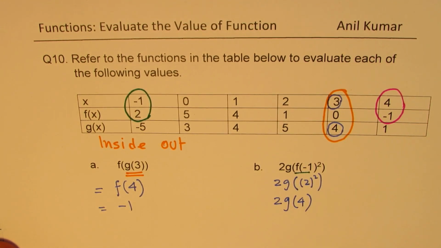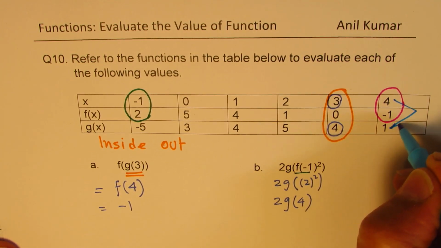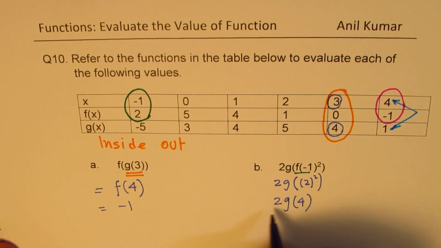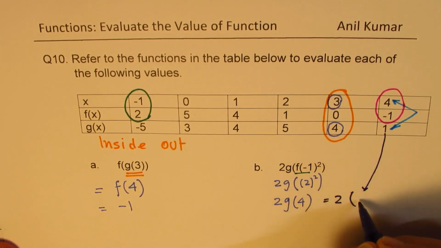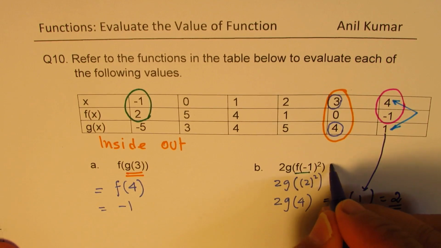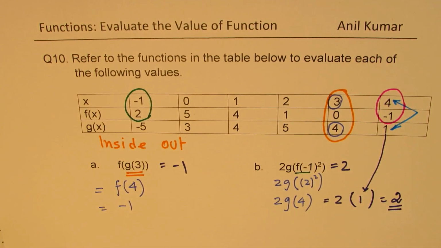Now we are looking into this part. At 4, the value is 1. So what we get here is 2 times 1. This value 1 will come, and then you multiply 2 and 1, you get 2 as your answer. So this value is 2 and this value is -1. I hope this is absolutely clear.